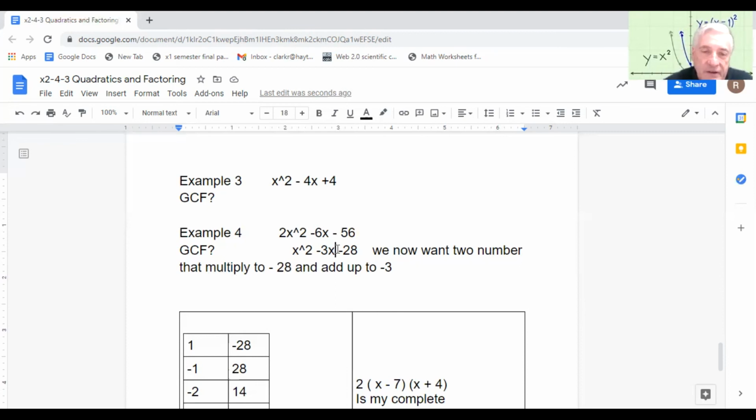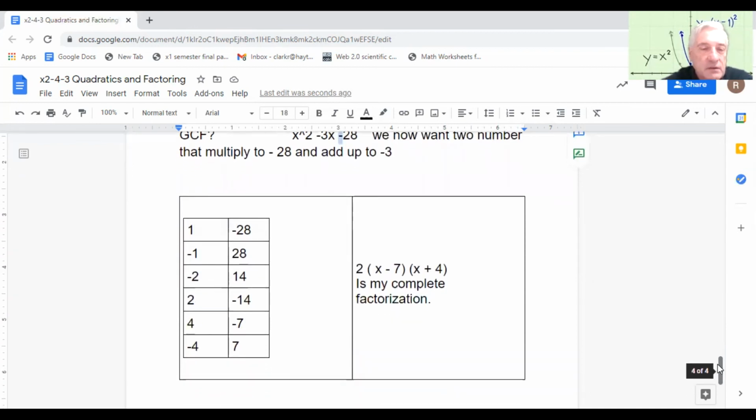How do I know that? It's because of this minus sign right here. And what do I want to add it up to? Negative 3. So here are the factors of 28. 1 and minus 28 do not get me 3. Minus 1 and 28 do not get me 3. Minus 2 and 14 do not get me 3. When you add them up, we want what? We want negative 3. 2 and 14 don't come close to 3 or negative 3.